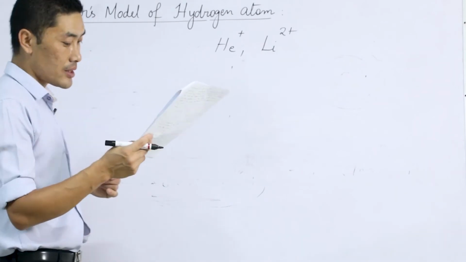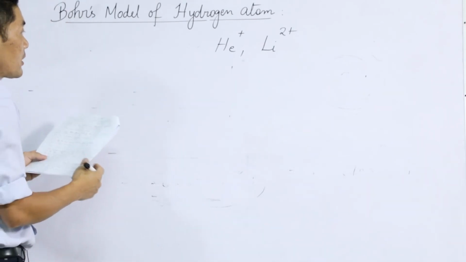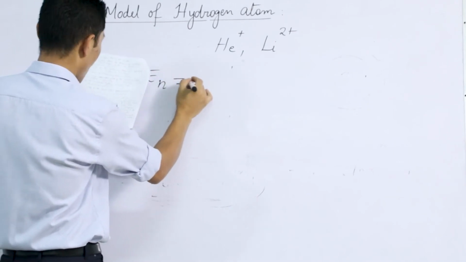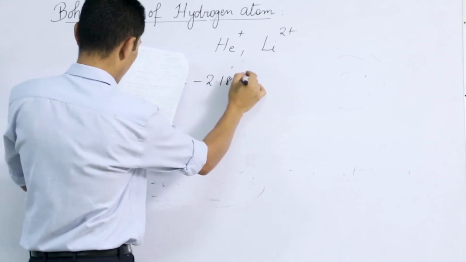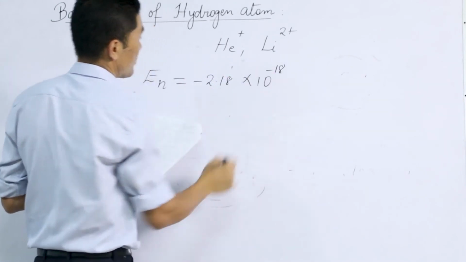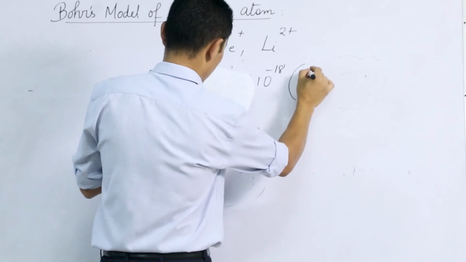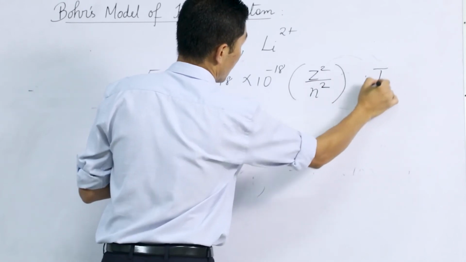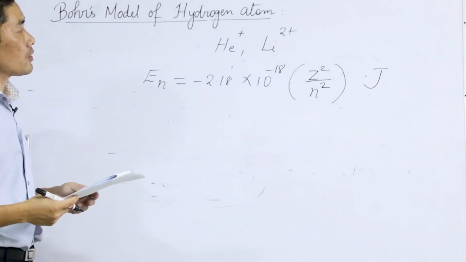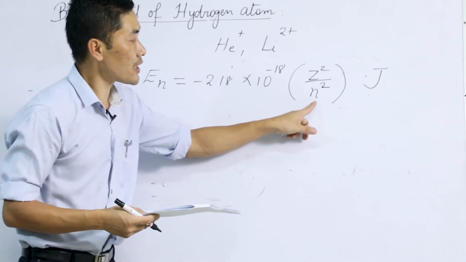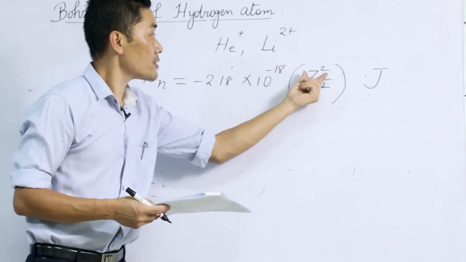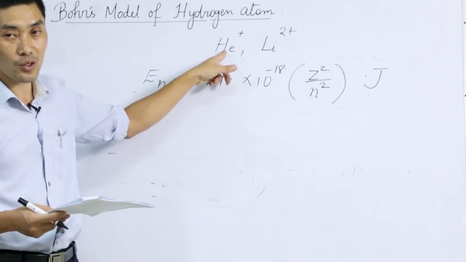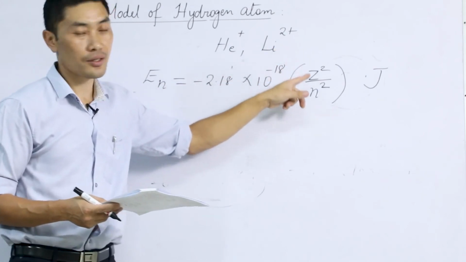Now the energy of the electrons in these species can be calculated using this relation. En equal to minus 2.18 into 10 to the power minus 18 into Z squared by n squared, and this will be expressed in joules. Now here n once again stands for the orbit number and Z stands for the atomic number. So if it is helium, it will be 2. For lithium, it will be 3, and so on.